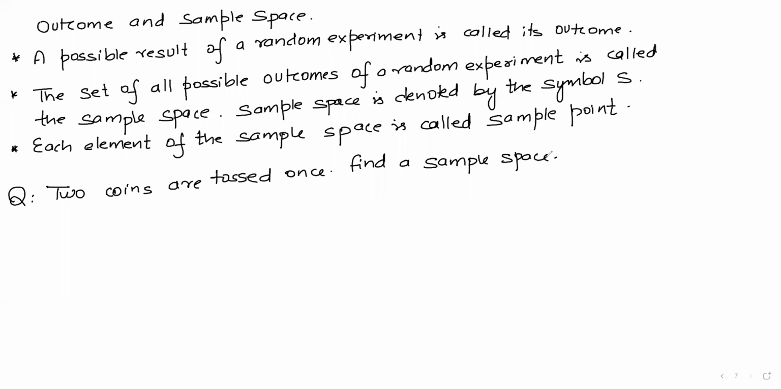Everyone has completed this? Yes. Okay, Krishna, can you tell me the answer? Sir, S is equal to HH, HT, TH, TT. Okay. We can write it in this way, or we can take brackets. This is your choice. Very good, Krishna. This is correct. Two coins are tossed, so the possibilities are: in the first coin we get a head and in the second a head; in the first a head and in the second a tail; then a tail and a head; and the last one a tail and a tail.